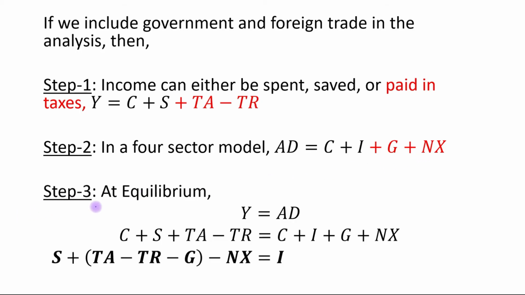Step 3, at equilibrium, Y equals AD, so we write consumption plus savings plus taxes minus transfers is equal to consumption plus investment plus government expenditure plus net exports. And after solving this equation, we will get this equation.